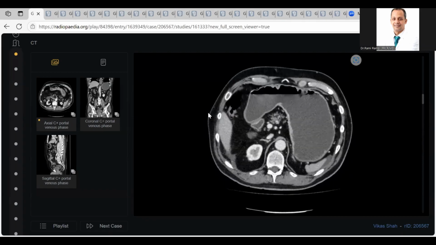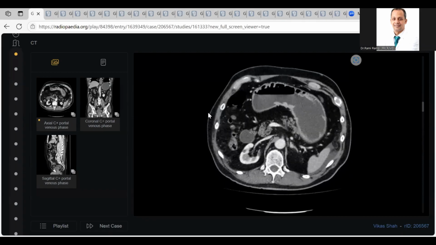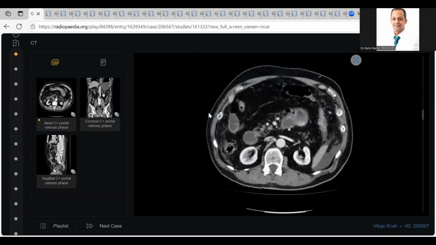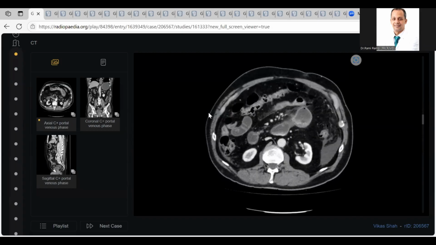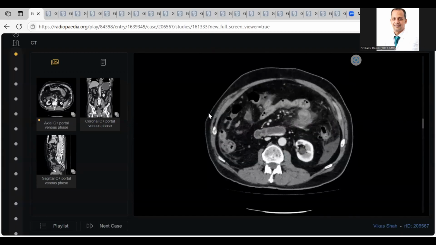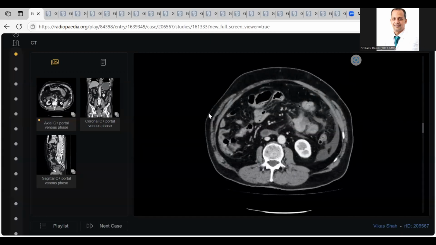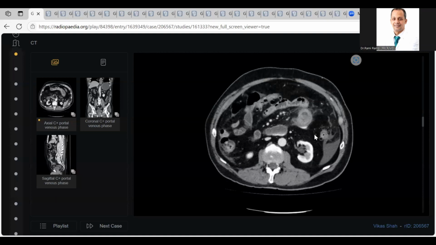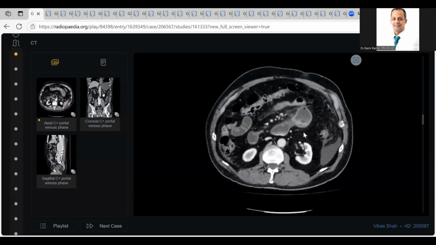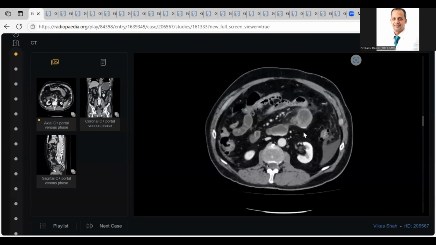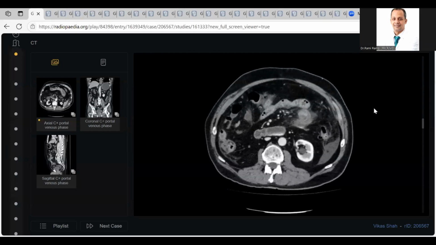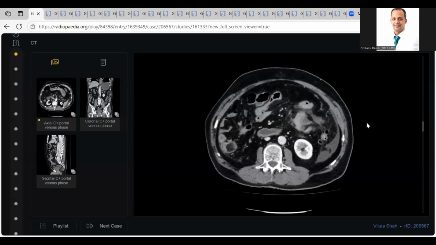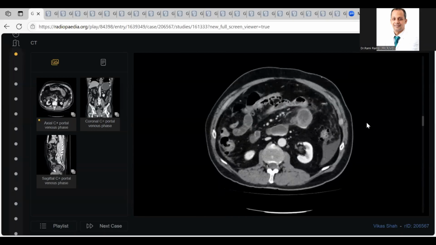Leave the mouse, doctor. Leave the mouse. One second, sir. Doctor, you came here and you didn't give the proper time, the proper history. What happened here? What is this? One second.